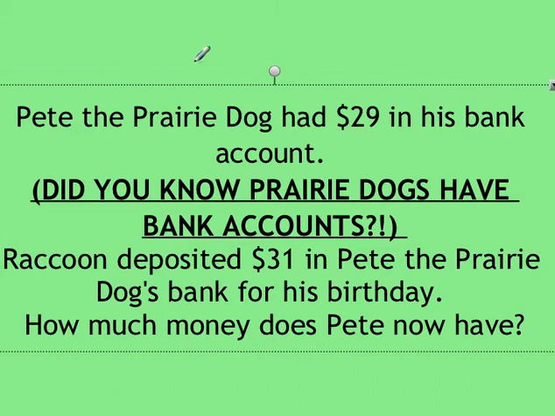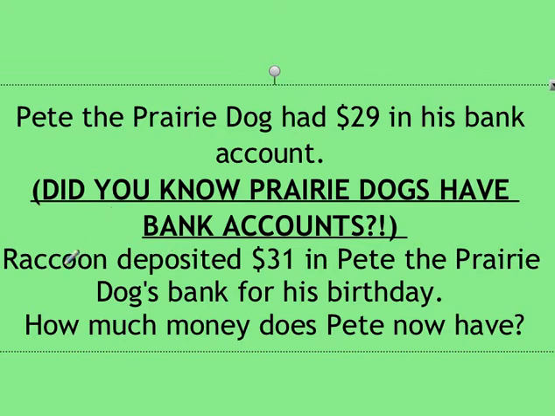So Pete the Prairie Dog had $29 in his bank account. Did you even know that prairie dogs have bank accounts? Because I certainly didn't. Well, anyway, Raccoon deposited $31 in Pete the Prairie Dog's bank for his birthday. How nice was that? That's pretty sweet. Anyway, how much money does Pete the Prairie Dog now have?